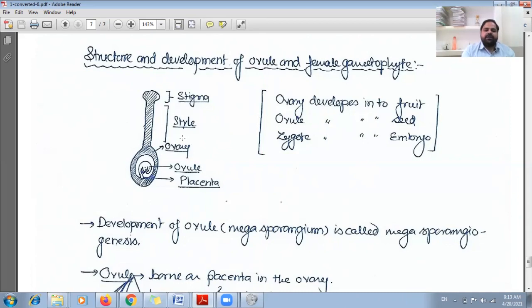When we talk about the fate of structures such as the ovary, ovule, and egg, we can say that the ovary finally develops into the fruit. As we can see here, it is written that the ovary develops into the fruit. The ovule, as I told you, is present inside the ovary. The ovule develops into the seed, and the zygote is formed from the egg present inside the ovule. After fertilization, it forms the embryo.